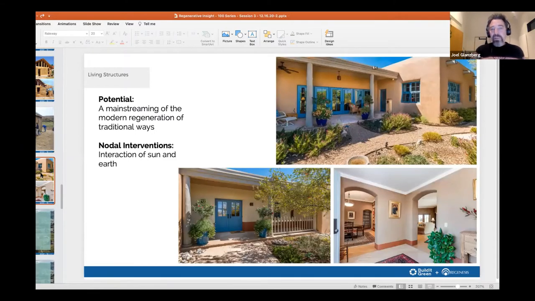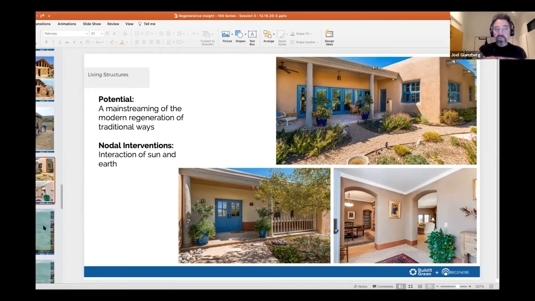So these little nodal interventions of understanding what was traditional here, understanding what permitting authorities and engineers understood, enabled us to make straw bale homes for the same square foot price as stick frame homes.